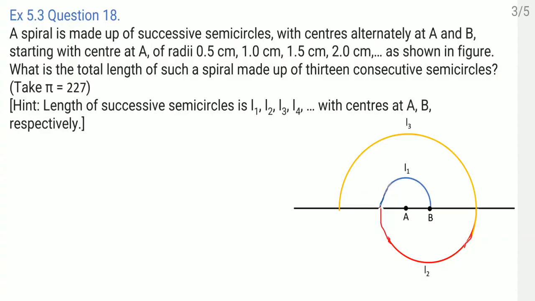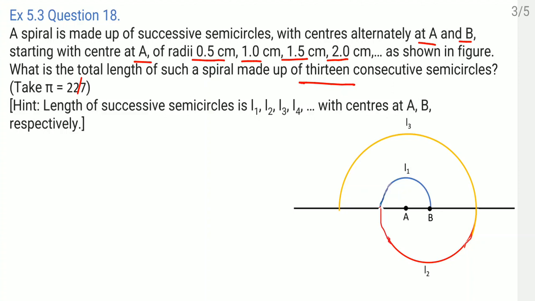Right? Question number 18. A spiral is made up of successive semicircles with centers alternately at A and B, starting with center A, the radii 0.5 cm, 1 cm, 1.5 cm, 2 cm and so on as shown in the figure. What is the total length of such a spiral made up of 13 consecutive semicircles? So 13 semicircles are there. And the value of pi is given as 22 by 7. Now here a hint they have given us, but in the examination a hint will not be given.